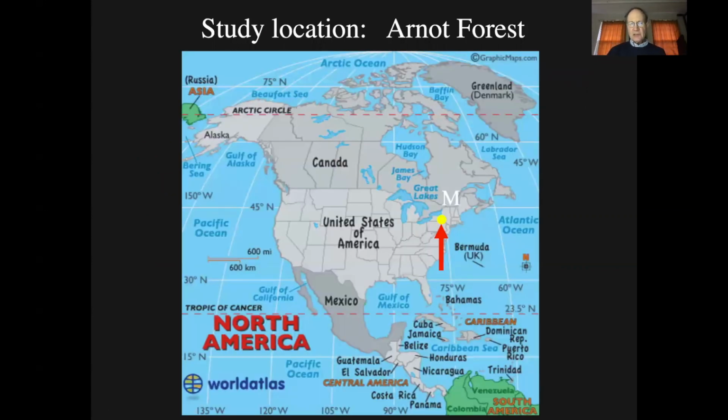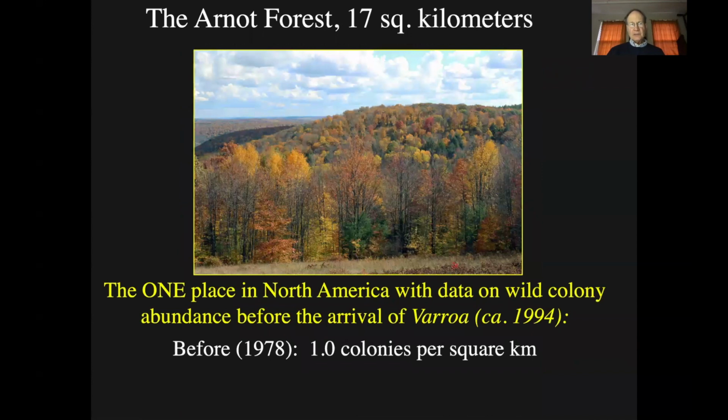The study location I know best is the Arnot Forest. This is a forest in New York State, southern New York State. Here we are in North America. New York State is here. New York City is down here. Where I live is in southern New York State in the town of Ithaca. And this Arnot Forest is 17 square kilometers. And it is the one place in North America where we have data on the wild colony abundance before the arrival of Varroa. Varroa arrived here in the early 1990s.